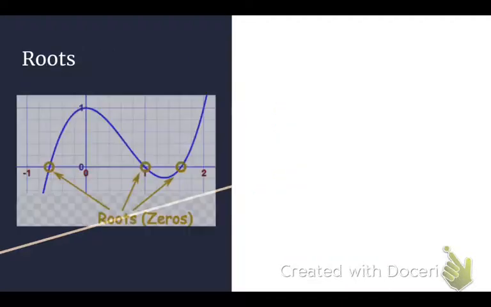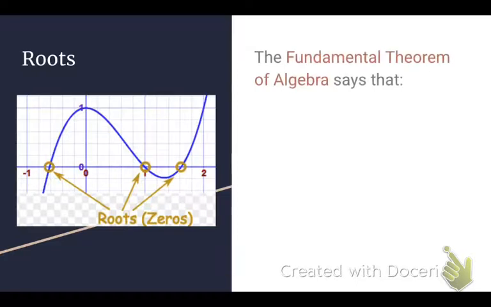Roots, zeros, intercepts, those terms tend to be used interchangeably when we're talking about polynomial functions. Those are the places where the function is equal to 0. Graphically, here we have a cubic function. We see that it has 3 real roots because it's crossing the axis at 3 points. It's not always true that that would happen. Sometimes we have those complex or imaginary zeros.